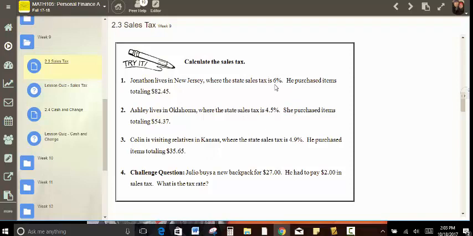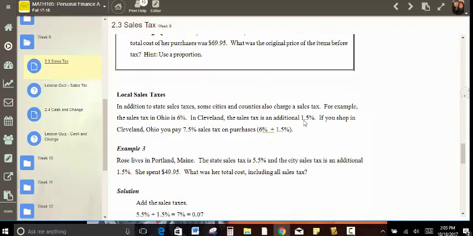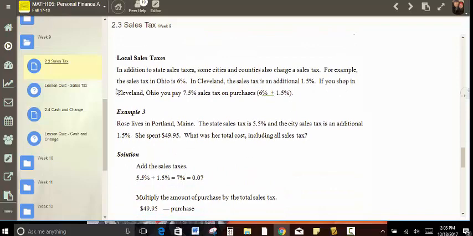We've got 6%, so it's got to be 0.06 times 82.45, rounded to the nearest cent, and so forth. Now, as you scroll down, you'll notice that this is where it starts combining the sales tax and the city tax. So some states do have larger total sales tax added on because they have a state and a city tax.